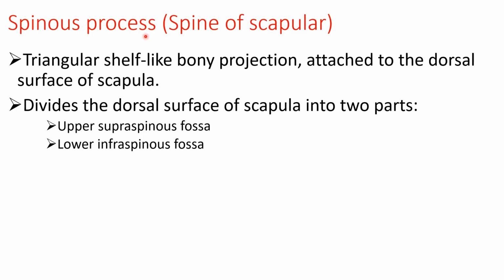So the spinous process or the spine of the scapula is a projection that divides the scapula into two parts, the upper supraspinous fossa and the lower infraspinous fossa. Supra means above, so it is supraspinous, above the spine of the scapula. Infra means below, so below the spine of the scapula.